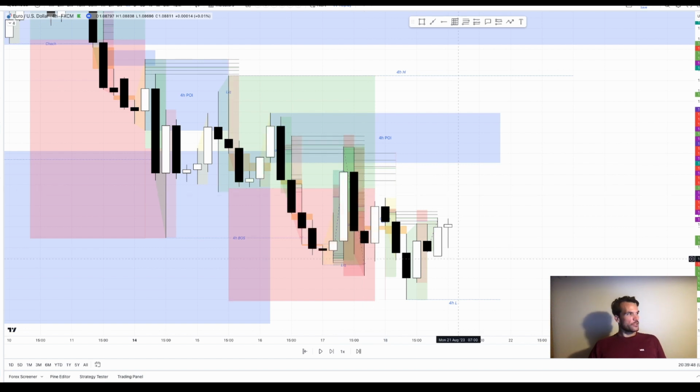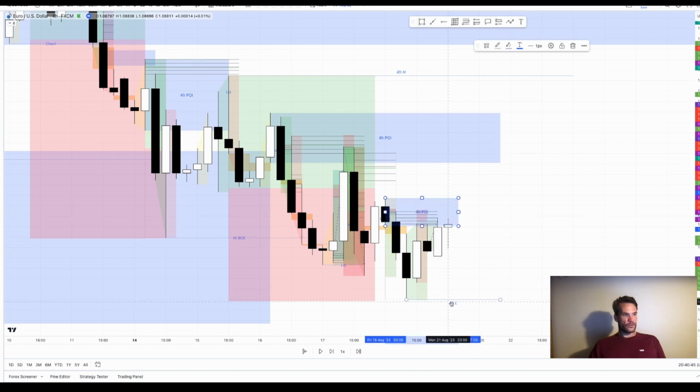So pretty much what we have here, we do have a 4-hour point of interest that could potentially push us down lower. It depends on how bearish we are. So we will look for potential reactions out of there to go short. Okay, so that's pretty much the 4-hour.